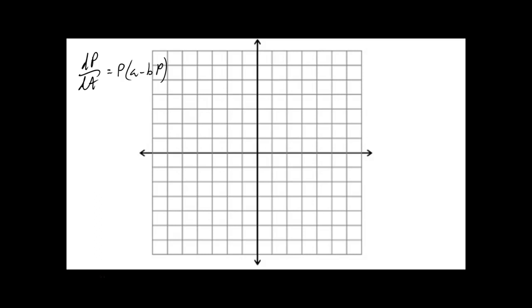The independent variable doesn't show up on the right. That's an autonomous equation. The writing looks like this from here too, unfortunately. Sorry. It's hard to write on a screen that's moving.